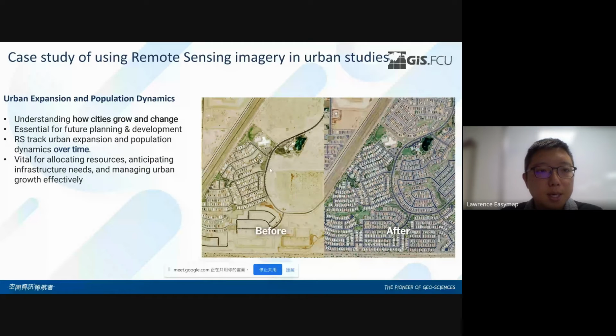So remote sensing is very important for future planning and development. We can compare different parameters over time, and it is very important and vital to allocate resources and to manage urban growth efficiently.